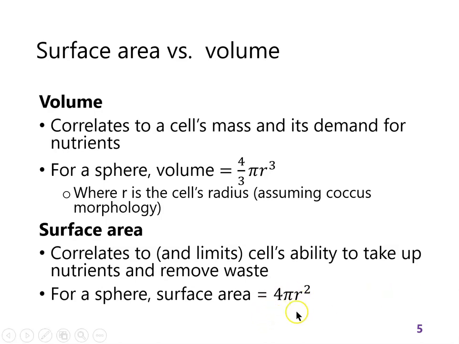So we can calculate the surface area of a sphere as 4 pi r squared. And again, r is the radius of the sphere. So what happens if we make r bigger? If the cells were bigger, what would happen? And that's what we should look at.